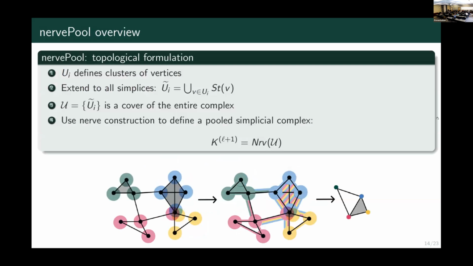Okay, so as an overview of how this works, I hand you a soft partition of the vertex set, which is shown by the colors on the leftmost picture here. We extend that cover to cover the entire simplicial complex by using the star of each simplex and taking unions within clusters. And then we can just use the NervePool to define a pooled simplicial complex, and this is defined by the NervePool construction.